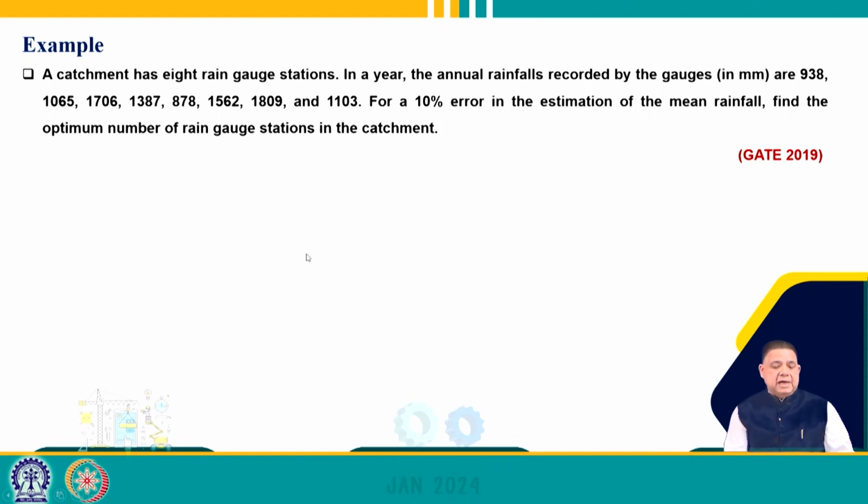We can take a simple example: a catchment has 8 rain gauge stations. In a year, the annual rainfall recorded by the gauges in millimeters is 938, 1065, 1706, 1387, 878, 1562, 1809 and 1103. For a 10% error in the estimation of mean rainfall, we need to find the optimum number of rain gauges, and this question has been taken from the GATE question paper of 2019.